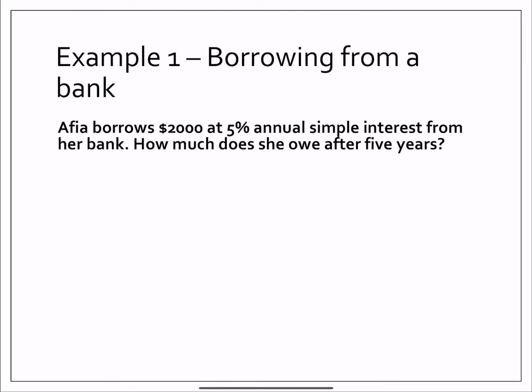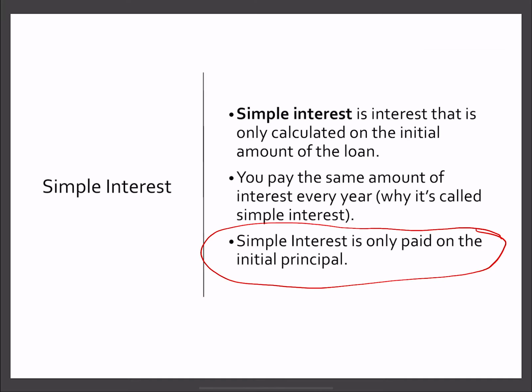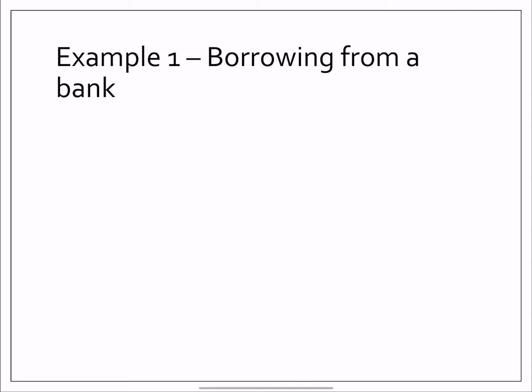So let's look at an example. In this example, we're borrowing money from a bank, and Afia is borrowing $2,000 at 5% annual simple interest, right? And the question is, how much will she owe after 5 years? I know we could go back and write down the definitions, but it's much easier to understand if we look at it with an actual example.